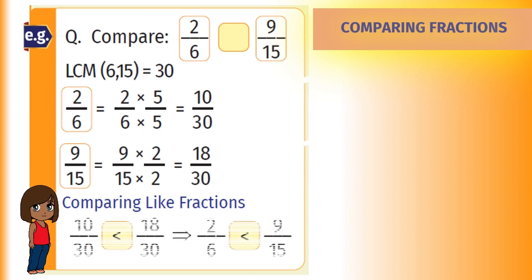Comparing 10 by 30 and 18 by 30 is easy because you only have to compare the numerators. 10 by 30 is lesser than 18 by 30. So 2 by 6 is lesser than 9 by 15.